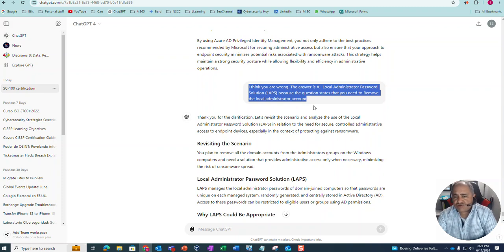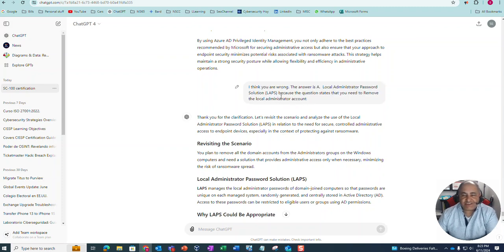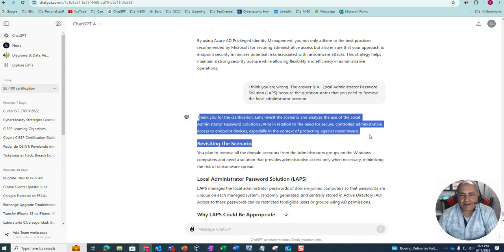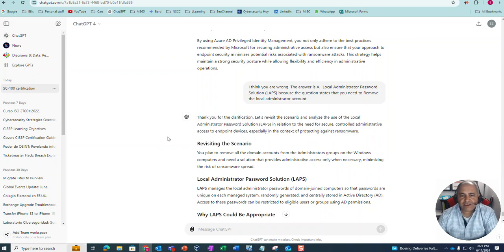While PIM is great to manage the privileged accounts in Azure, PIM does not actually remove the local administrator accounts for the Windows computer. So obviously anyone who knows PIM or LAPS now knows that this was wrong. And then I told that to ChatGPT, and then ChatGPT goes, "I thank you for the clarification.